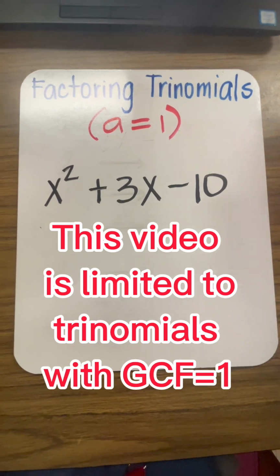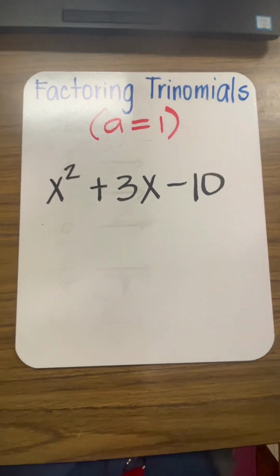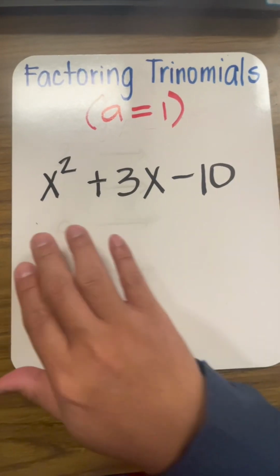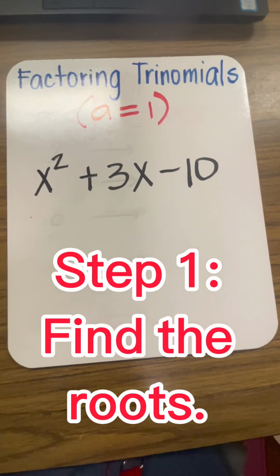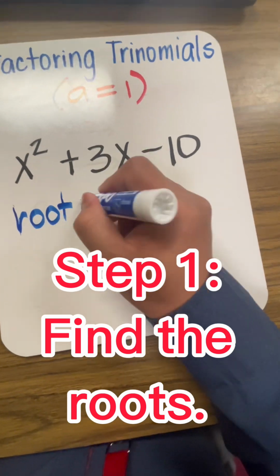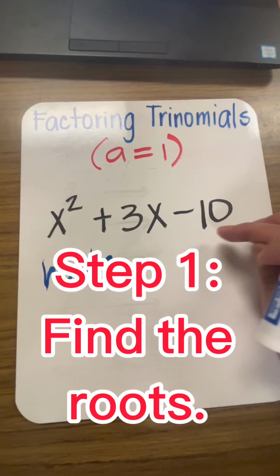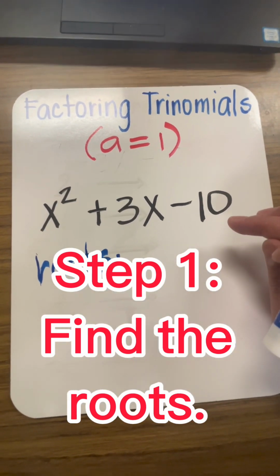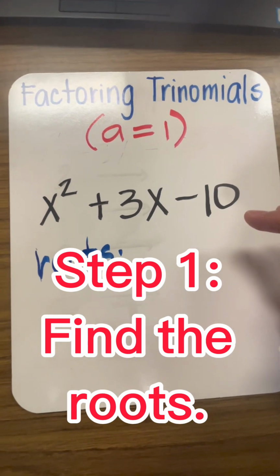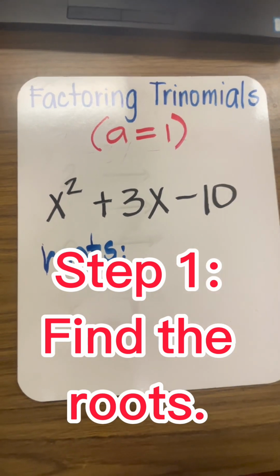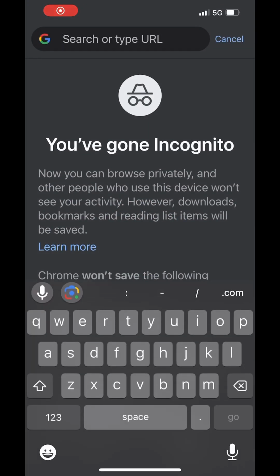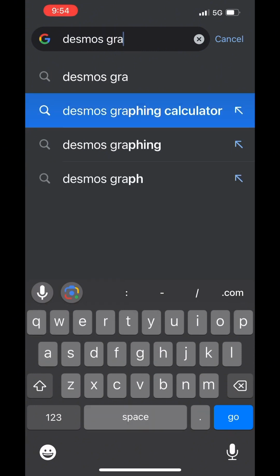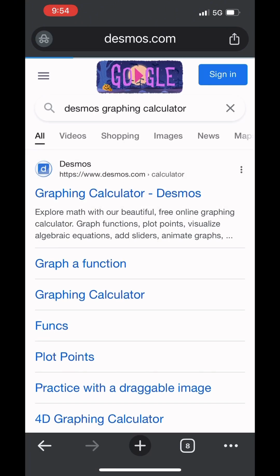Now let's do the factoring of this trinomial. The first step in factoring a trinomial with a equals 1 is to find the so-called roots. You can find the roots of this trinomial if you enter it in your Desmos graphing calculator. Let me show you how to do this. We will pull up our Desmos graphing calculator because we will get the roots from it.